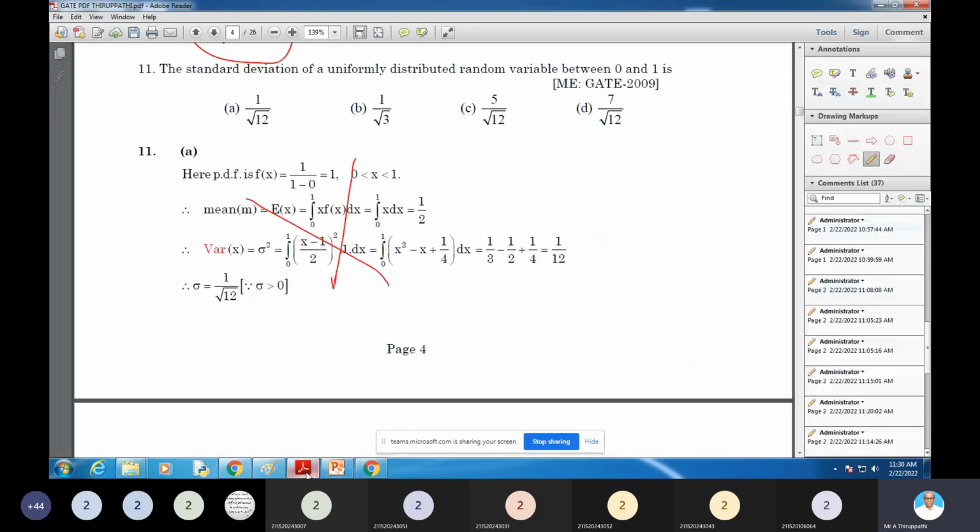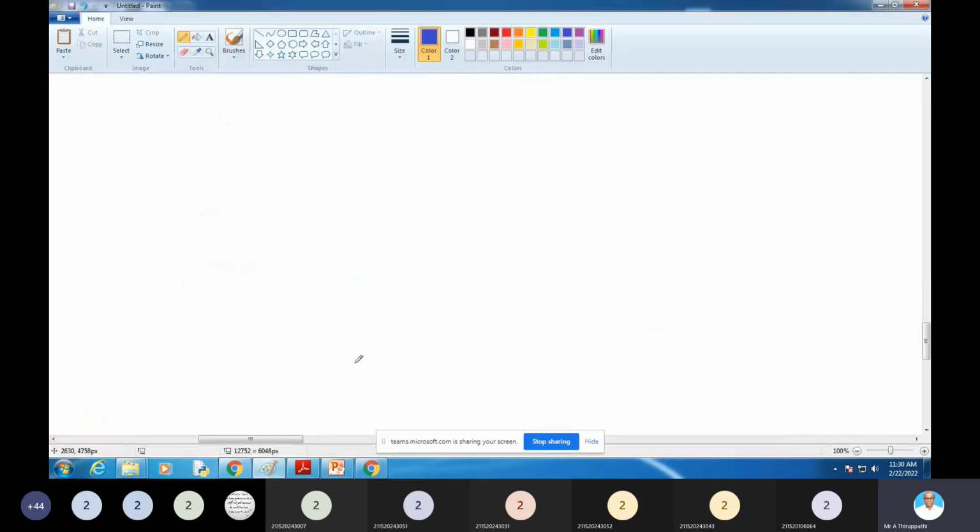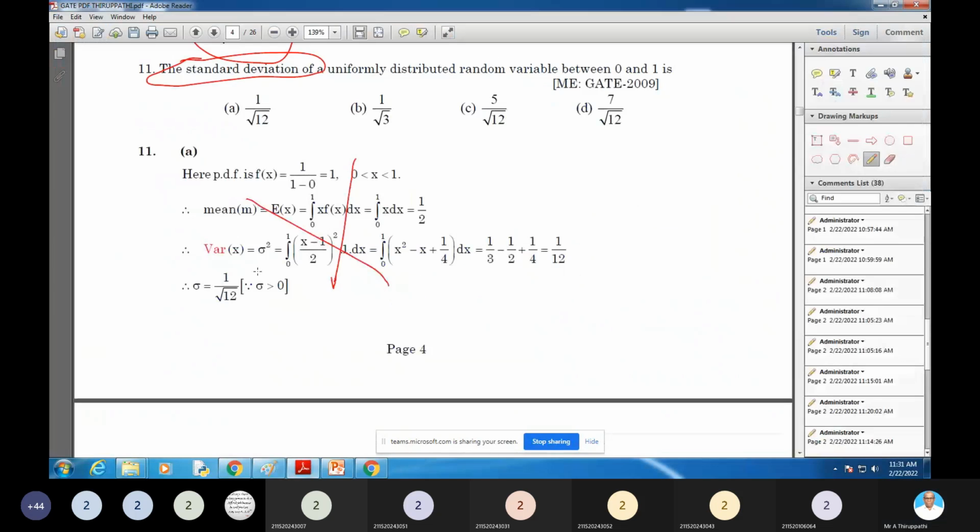So what is given? Find the standard deviation. Standard deviation SD is nothing but root of variance of x, that is root of 1 by 12, which is equal to 1 by root of 12. This is the standard deviation.